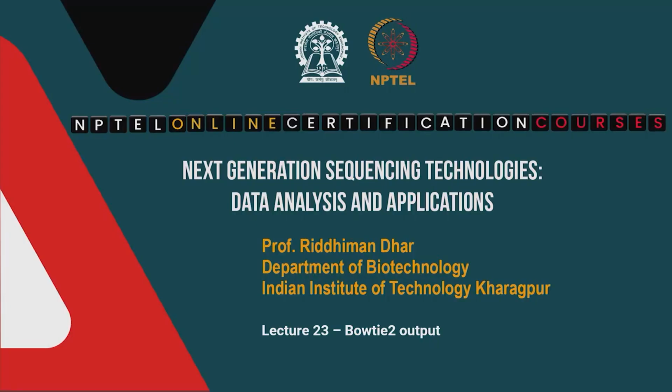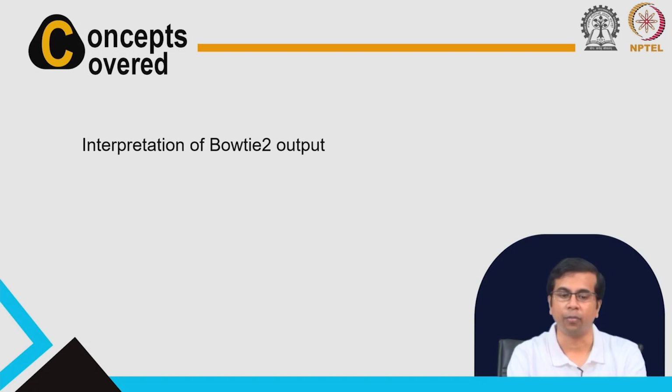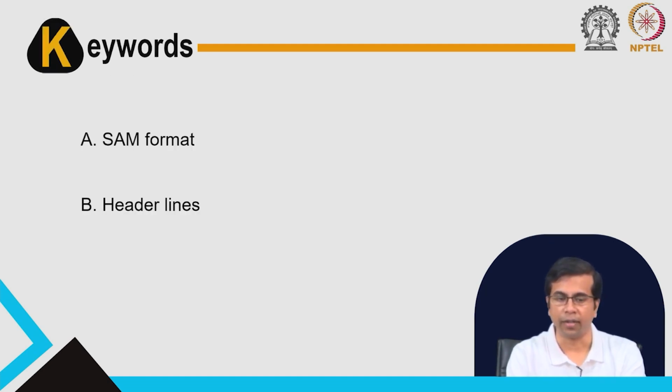We have also seen how we can actually do this mapping. Okay. So, in today's class we will be discussing how we interpret this data. Once we have generated this output file from Bowtie2, how can we interpret this data? This is the concept that we will be covering in today's class. We will interpret the Bowtie2 output, because this is a very complex file, right, and there are a lot of details in that file. Okay. So, these are the keywords that we will come across. One is called SAM format, the other is header lines.